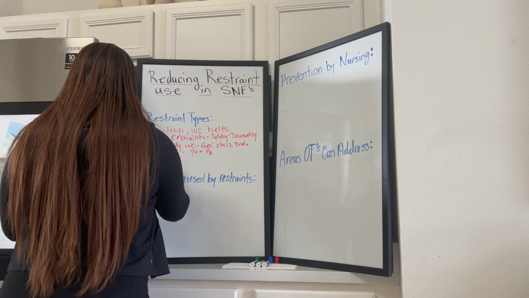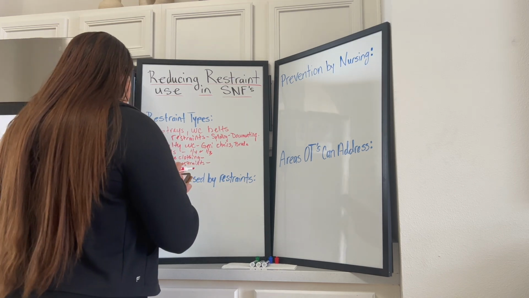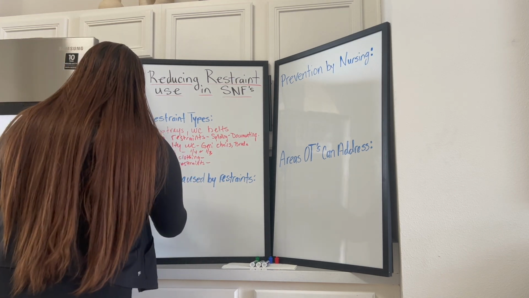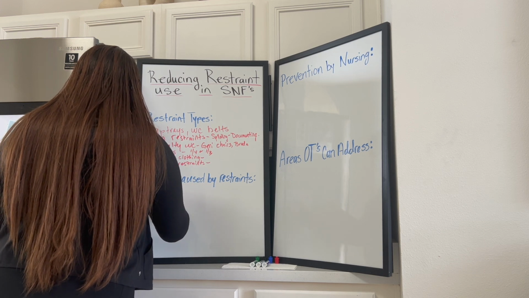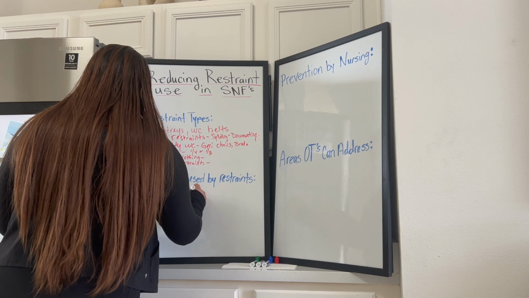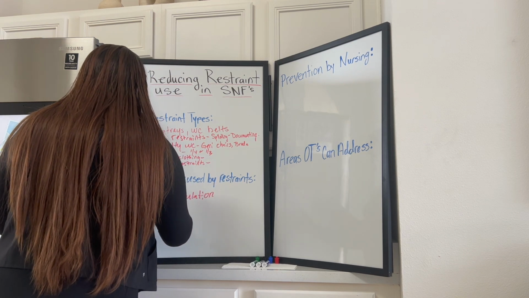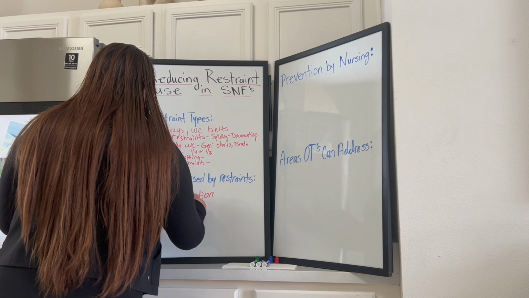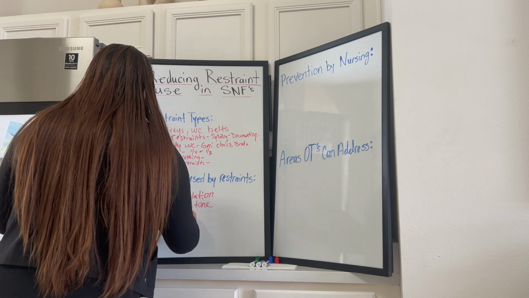Also, restrictive clothing. Some harm caused by restraints can be an increase observed in falls. Reports of strangulation have occurred. Decreased muscle tone from lack of mobility. Decreased mobility.